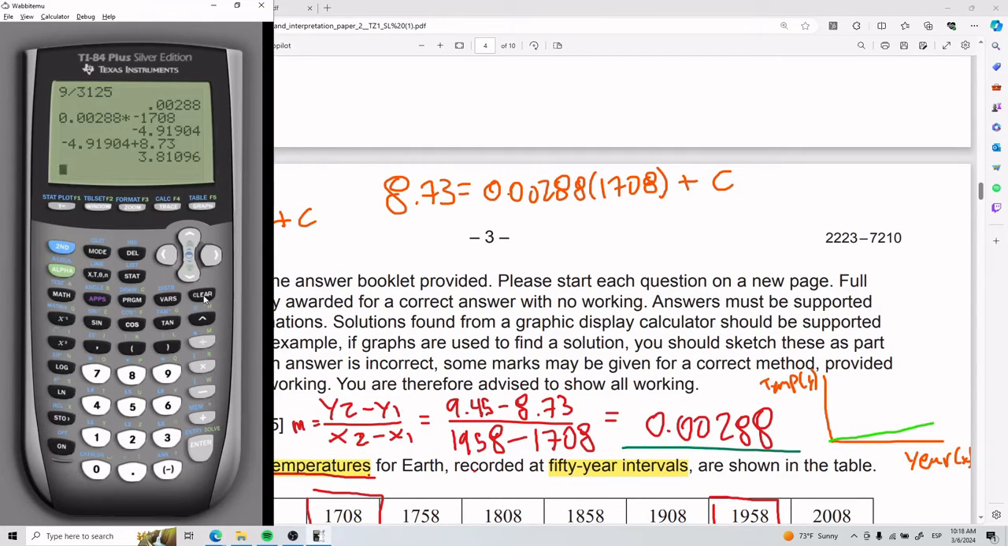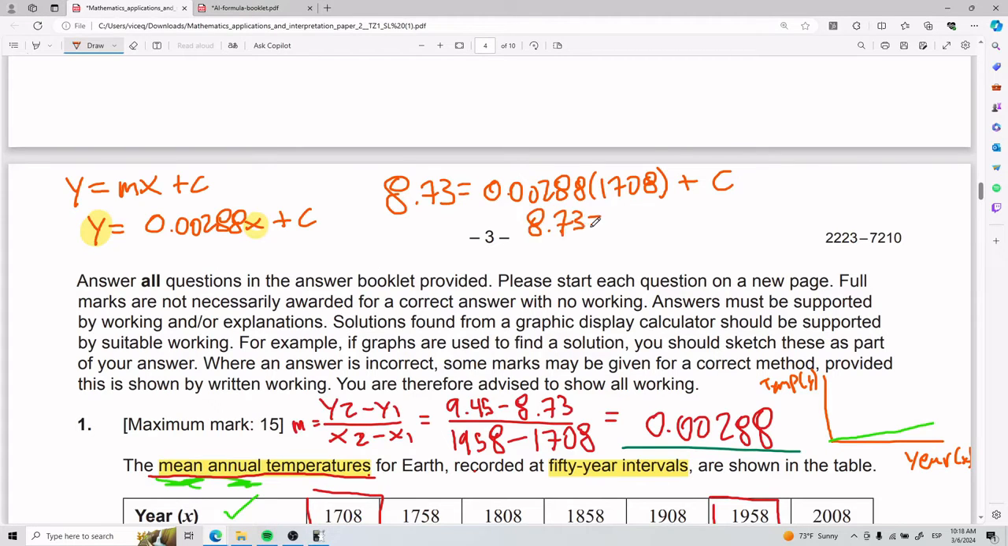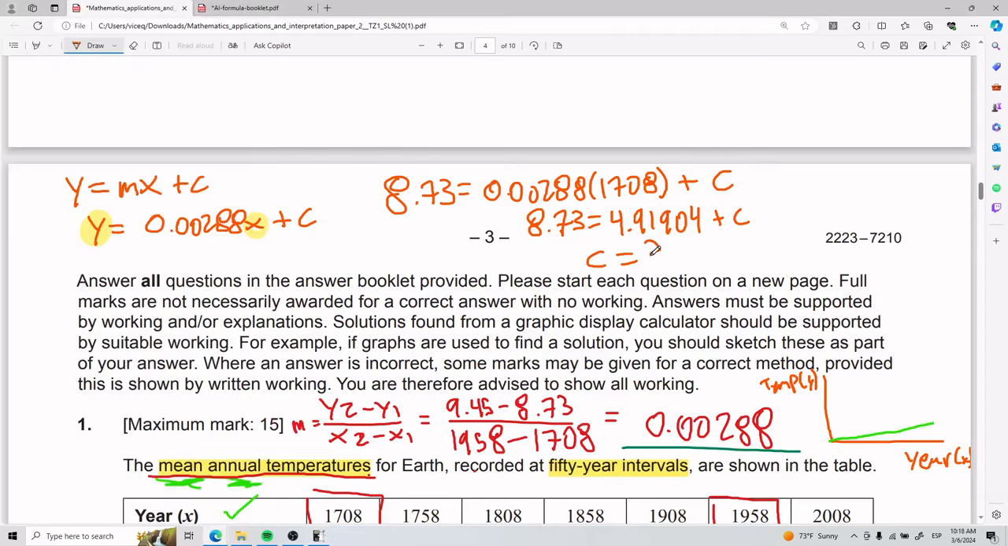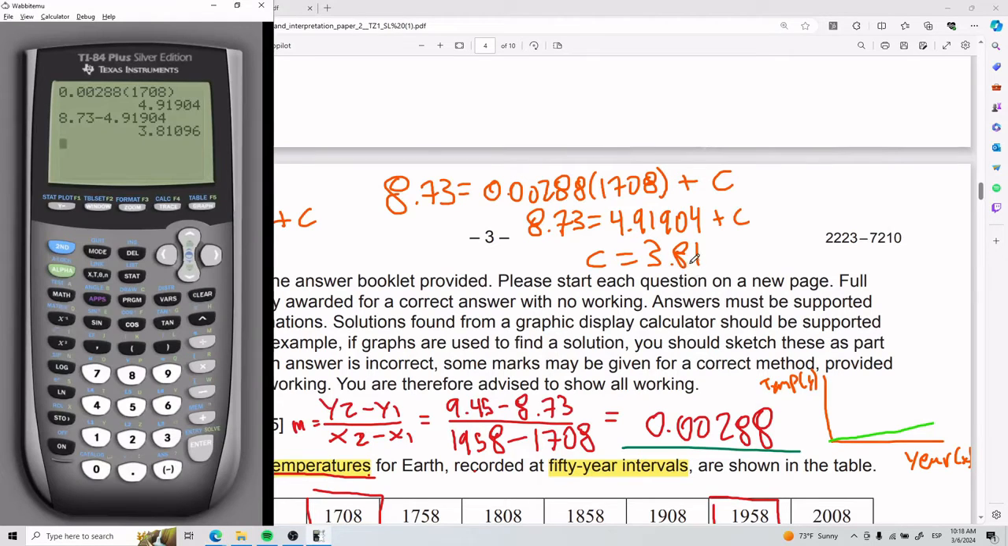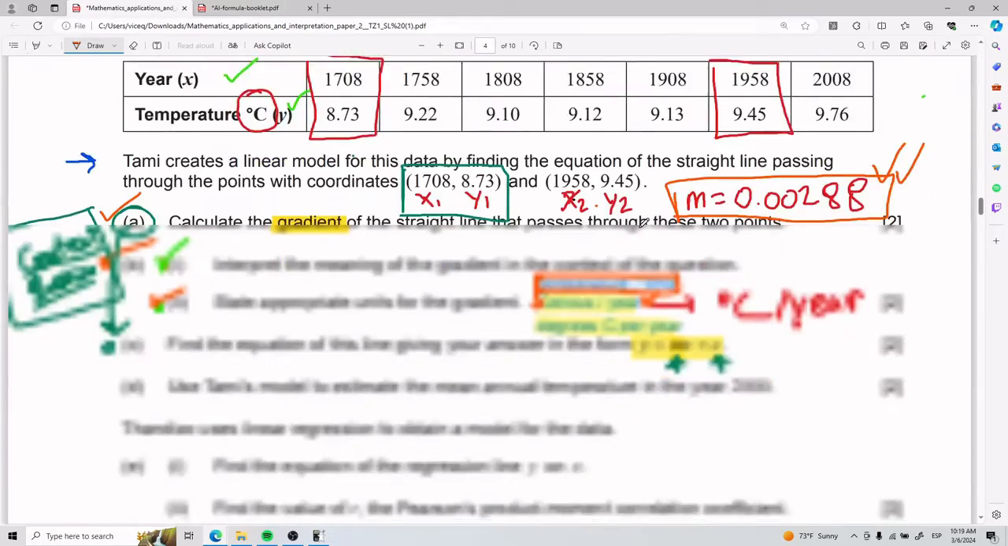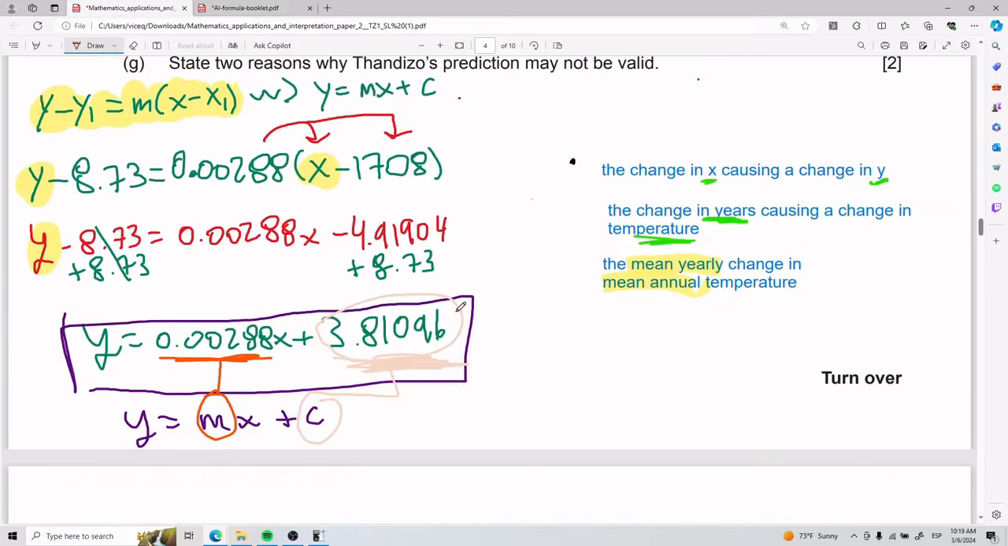And now that I'm doing it, I'm just going to show you. So 0.00288 times 1708. Yeah, that gives you that number. So 8.73 equals 4.91904 plus c. So c has to be 8.73 minus this other guy. So c has to be 3.81096, which is the same c that I got over there.